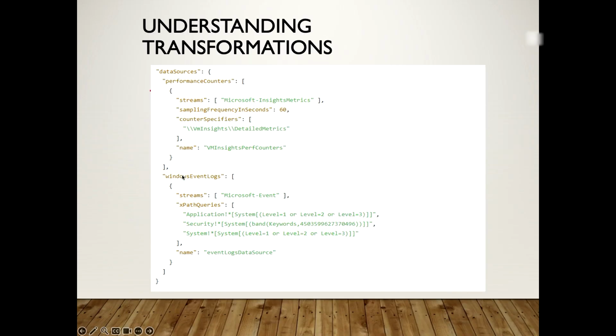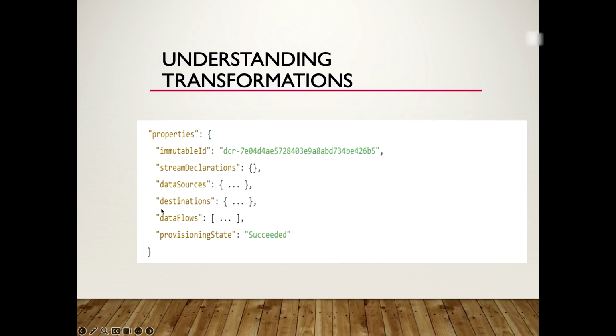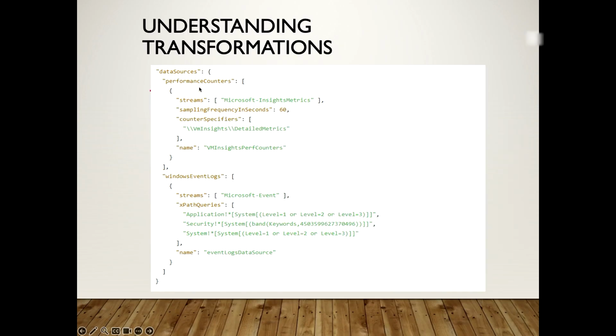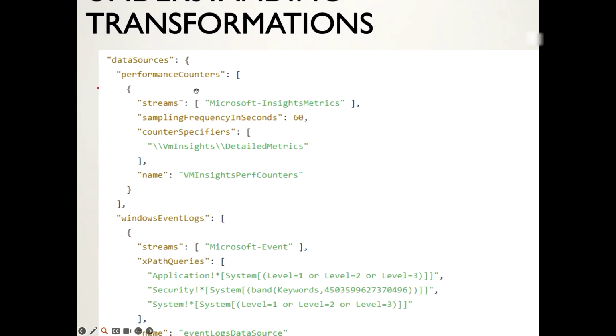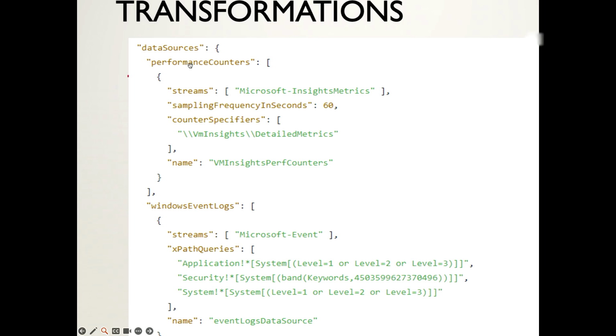So let's go into the transformation section, the data sources. Let's go back here. This right here, data sources. The data sources is pretty much where the data is coming from. In this case, we have performance counters. That's where data is being collected. Performance counter, the streams for insight metrics, the sampling frequency, which is 60 seconds.